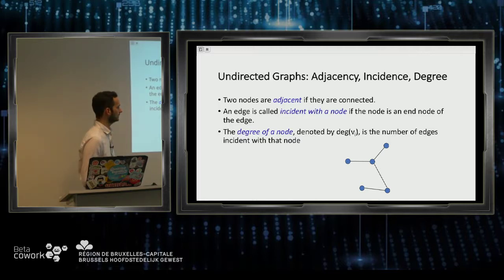Could you tell me what is the degree of each node here? So what about this node? What's the degree of this node? Three. And what about this one? And this one? Exactly. So that's the idea, all right? And we can say that these two nodes are adjacent, these two nodes are adjacent, but this one and this one are not adjacent. Okay?